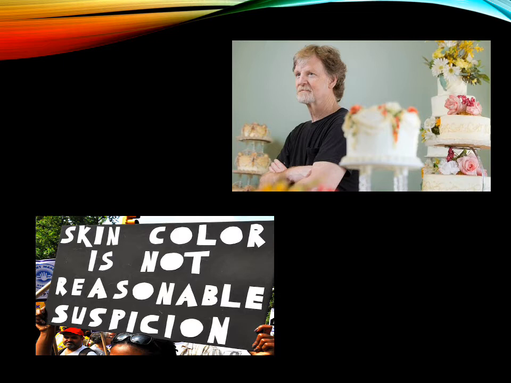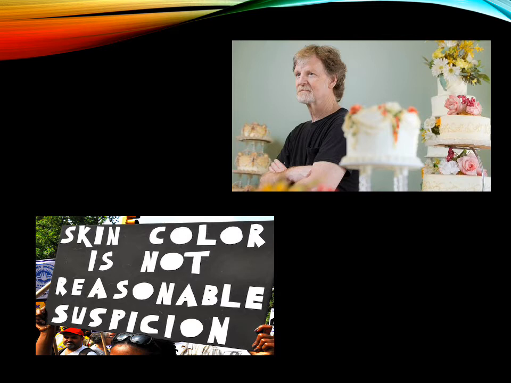So a gay couple comes into Masterpiece Cake Shop and asks Jack if he would make a cake for their wedding ceremony. And Jack Phillips said, you know what, I'll make you your birthday cakes, I'll make you cakes for anniversary celebrations, whatever it may be. But I will not make you a wedding cake because it goes against my religious beliefs. Jack Phillips was sued by the two men who were asking him to make a wedding cake.